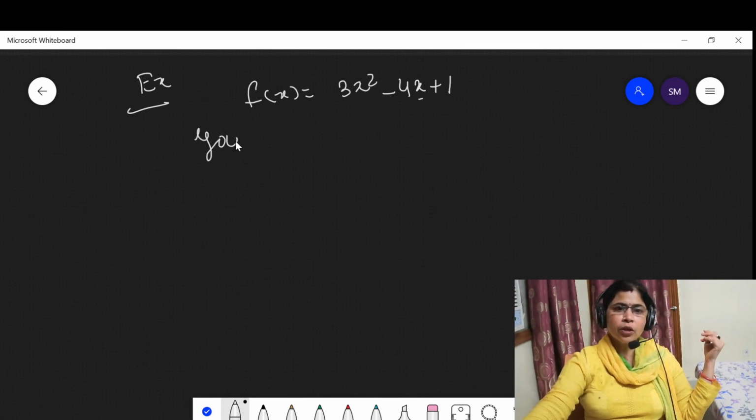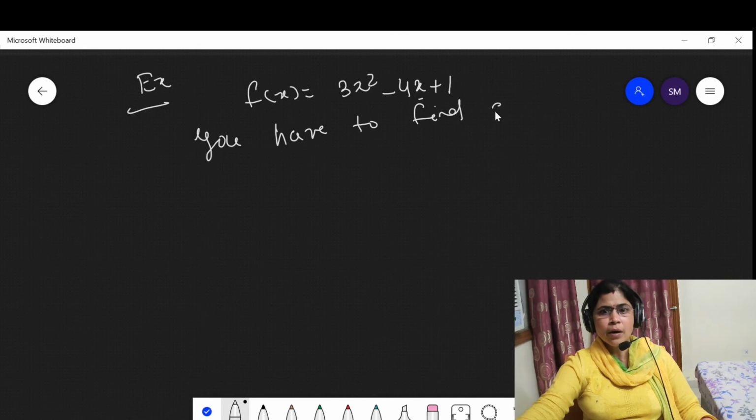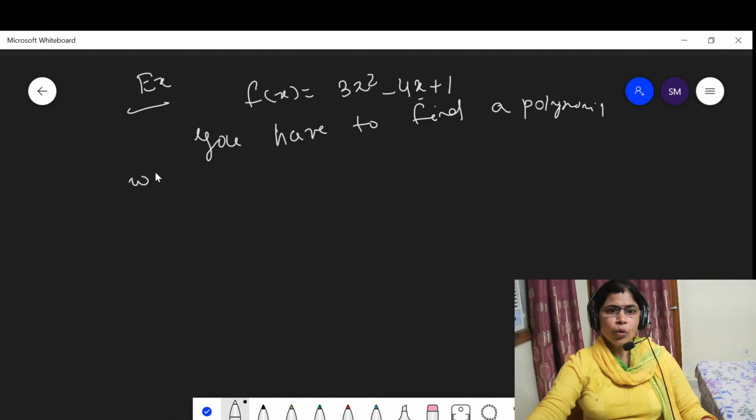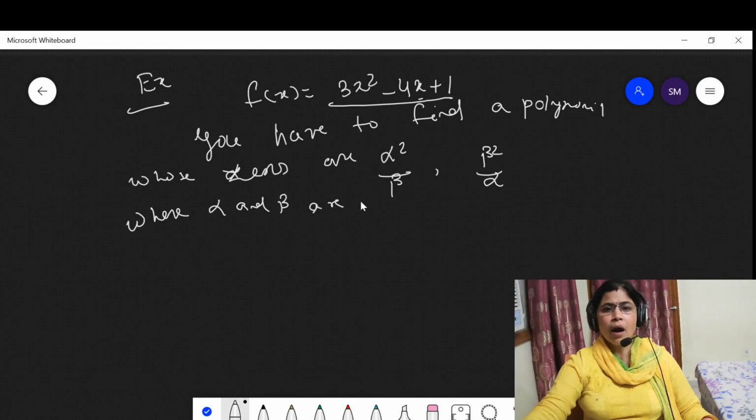Here the question has some twist. Here you have to find a polynomial whose zeros are alpha square upon beta and beta square upon alpha, where alpha and beta are the zeros of the given polynomial.